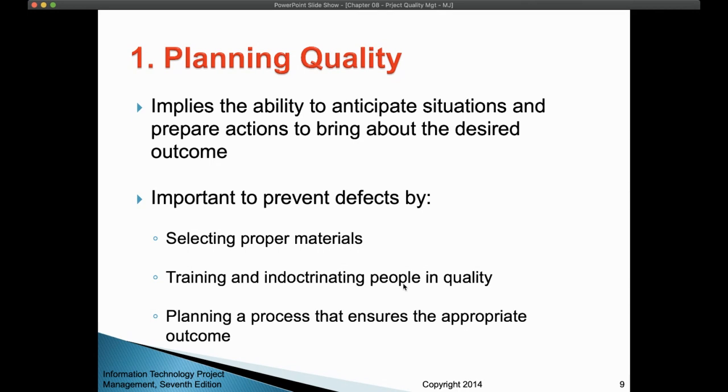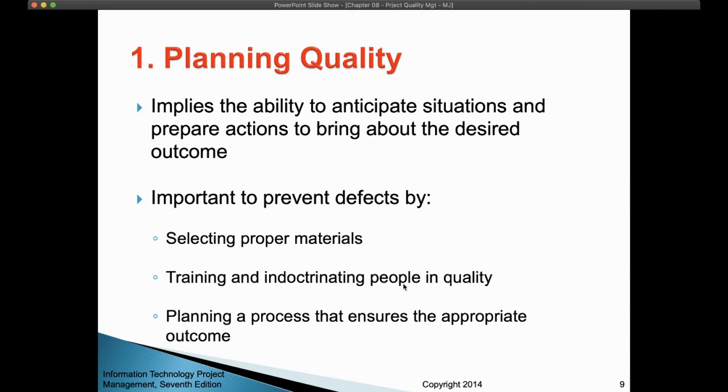Okay, it's not up to the standard. So if you want a quality product, then you need to ensure that the ingredients or the material that you're using is proper for the use of that product. Also, you need to train and teach your people who work in this project about quality.